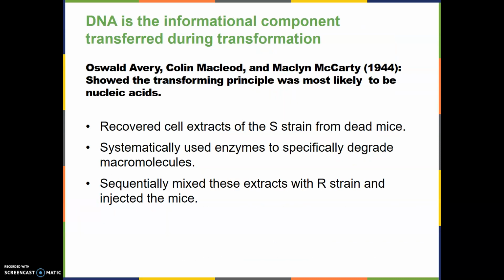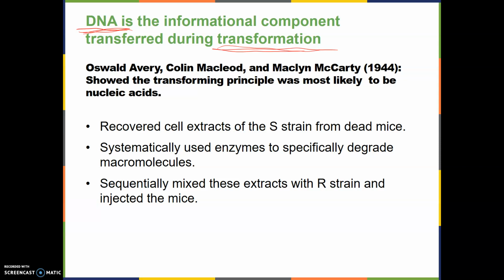And then we needed to know what was the chemical that was responsible for transformation. There are many experiments that were done that together proved that DNA is the actual chemical that's responsible for transformation. It's actually the DNA from the S strain that is infecting the R strain and making it virulent or deadly. The scientists that showed that the transforming principle was most likely a nucleic acid were Oswald Avery, Colin MacLeod, and Maclyn McCarty, and this was in 1944.